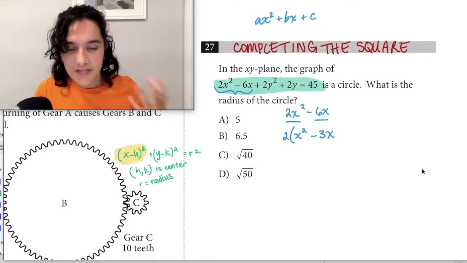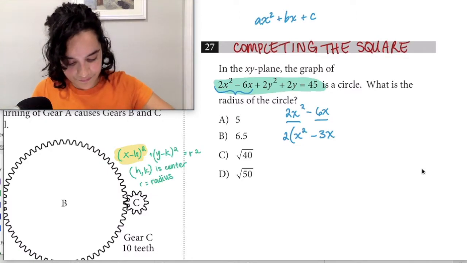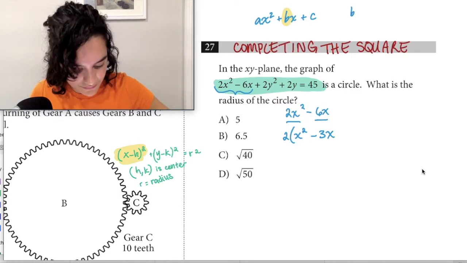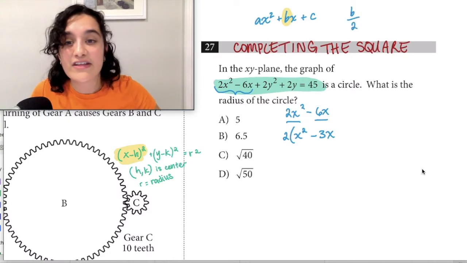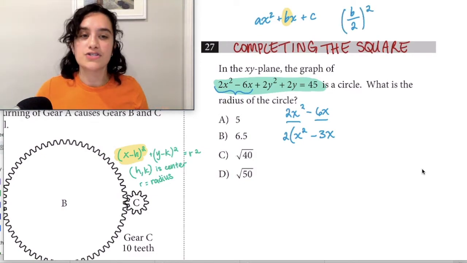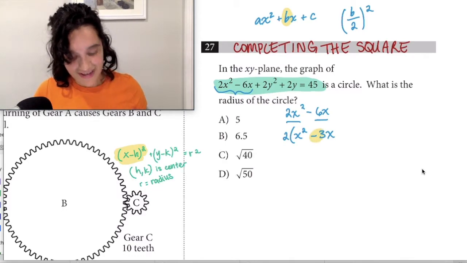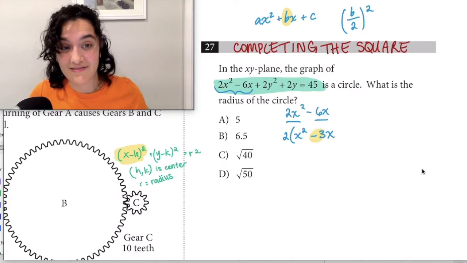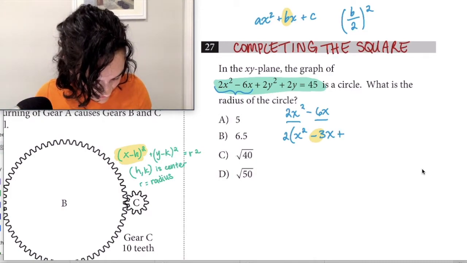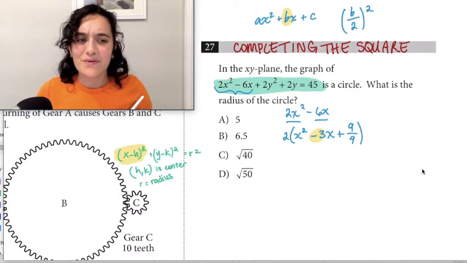Well, here's how we can find what constant to add. We can take the b term, divide it by 2, and then square that. So in this case, our b term is negative 3. So let's divide that by 2, which would be negative 3 halves, and then square it, which would be positive 9 fourths.